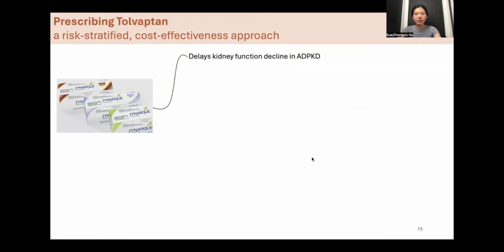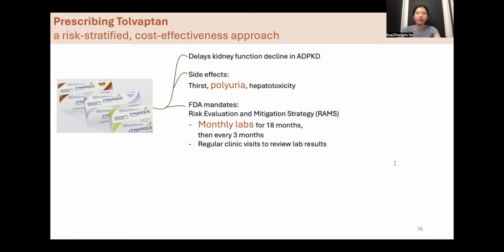So as we discussed in the previous slide, tolvaptan was found in clinical trials to slow down kidney function decline in ADPKD. However, the drug also comes with side effects, most commonly thirst, polyuria, and sometimes hepatotoxicity. Therefore, the FDA requires all patients using tolvaptan to go through monthly labs for the first 18 months, then labs every 3 months. This also comes with regular visits to the clinic for tolvaptan providers to review lab results with patients. Tolvaptan, branded as Jynarque, also costs around $300,000 per year in the United States.